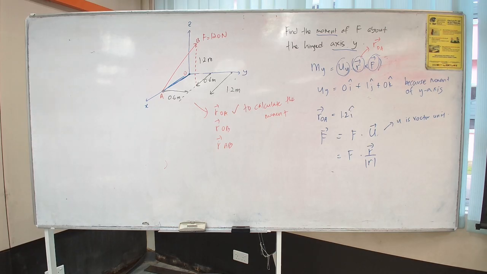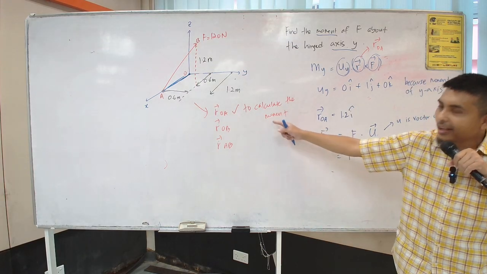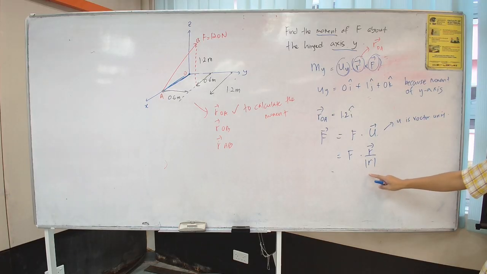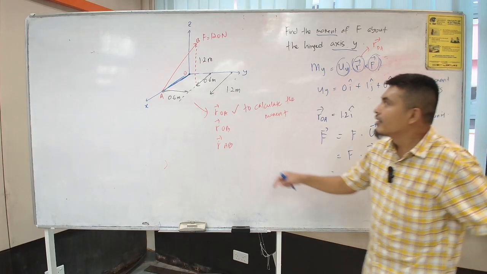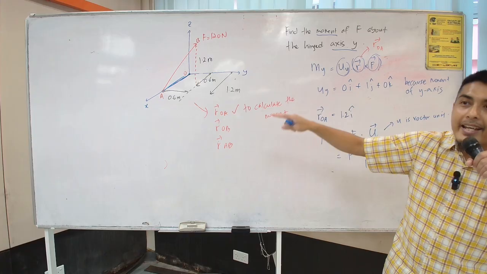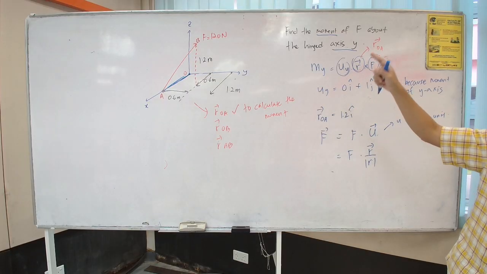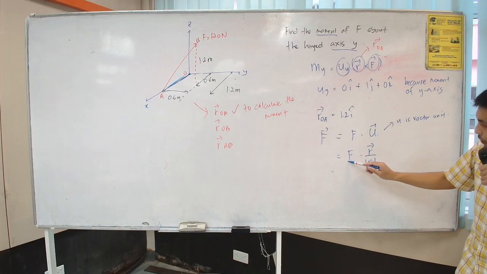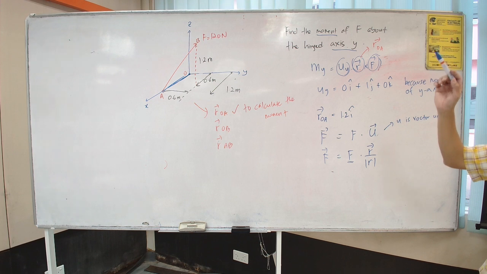So now, once again, we have three R here: ROA, ROB, RAB. Which R do you need to use? RAB, because the vector is from A to B. The force is from A to B. So in order to convert this force to a force vector, you must use the R between A and B.